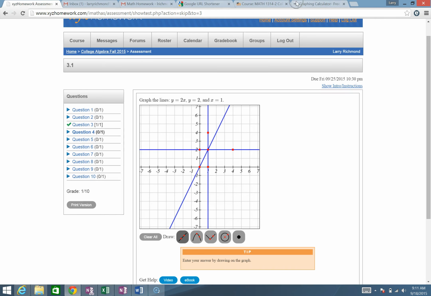All right, with that information, you should be able to knock out 3.1 in no time at all.